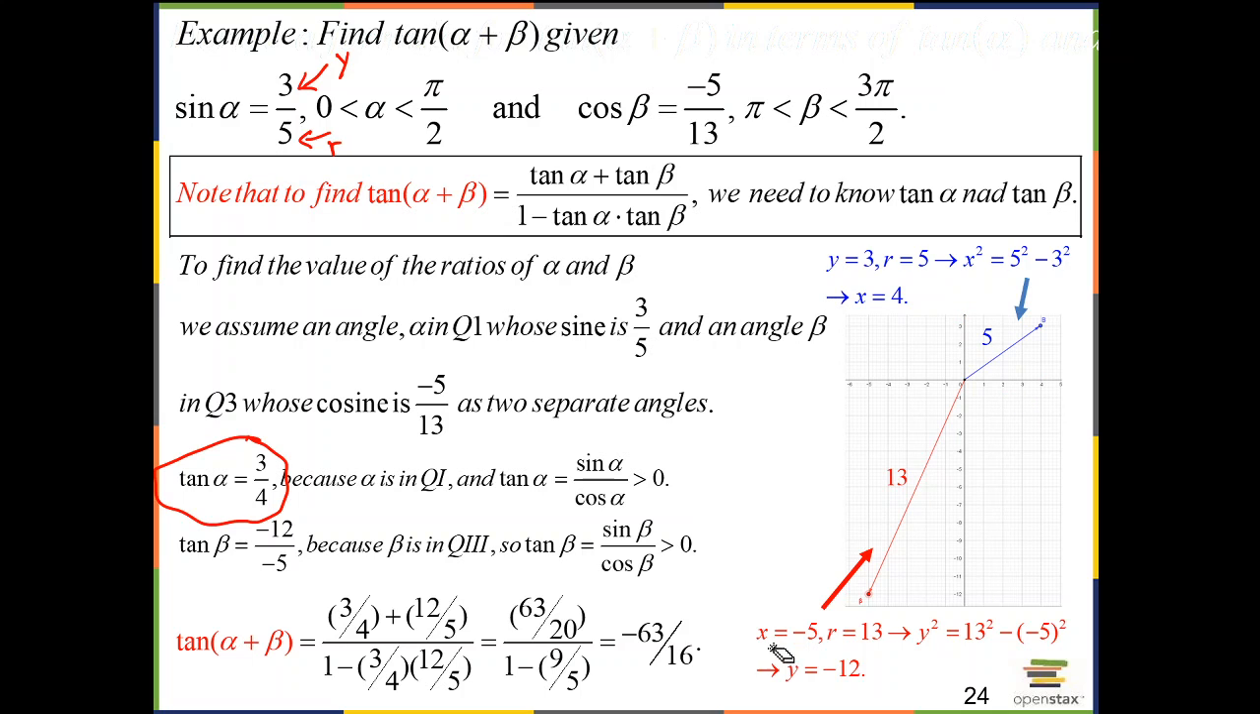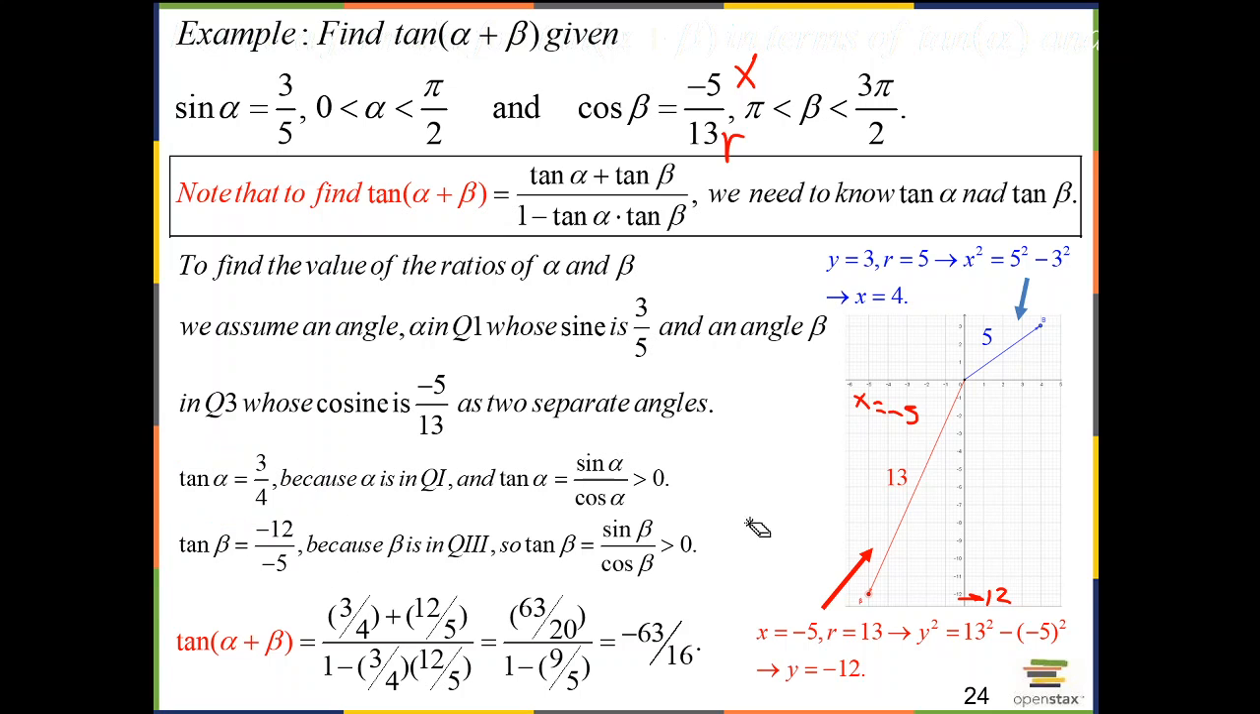Now, to deal with beta, again, we do the same thing we did here. This time, the x is -5, right? Because cosine of beta is given. So this is x, and this is r. So x is -5. R is 13. So what is y? Well, y is -12. Right? So tangent beta is going to be -12, which is y, over -5, which is x. So tangent beta is 12 over 5.